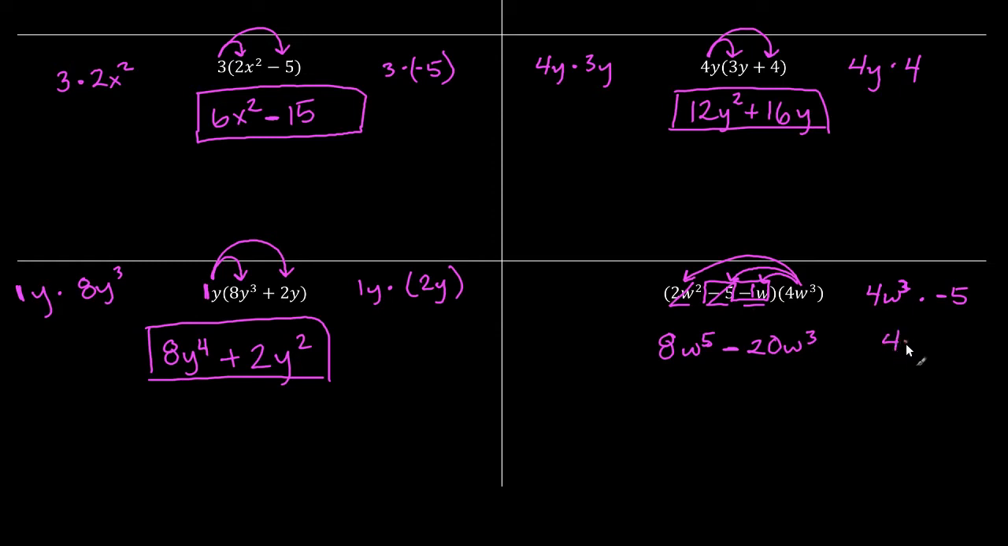Now 4w to the third times -1w. A positive times a negative is a negative, so minus. 4 times 1 is 4. We're going to add space here. W to the third times w. Remember, this is w times w times w times w is w to the fourth power. Oops, let me undo that. All right, thank you.